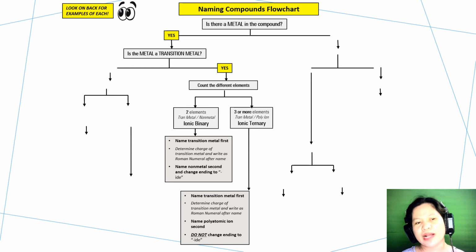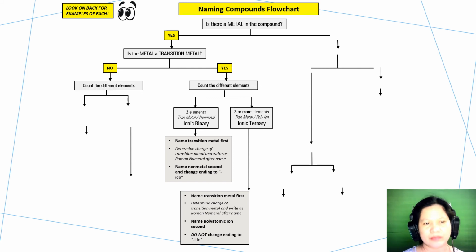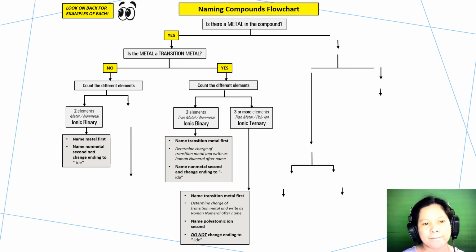What about if our answer is, there is no transition metal? Yung sagot natin ay no. So, what would be the next question? Count the different elements. If there are two elements, if it is metal and non-metal, it is ionic binary. Follow the rule. Name first the metal, then second the non-metal. This time you will change the non-metal into IDE.